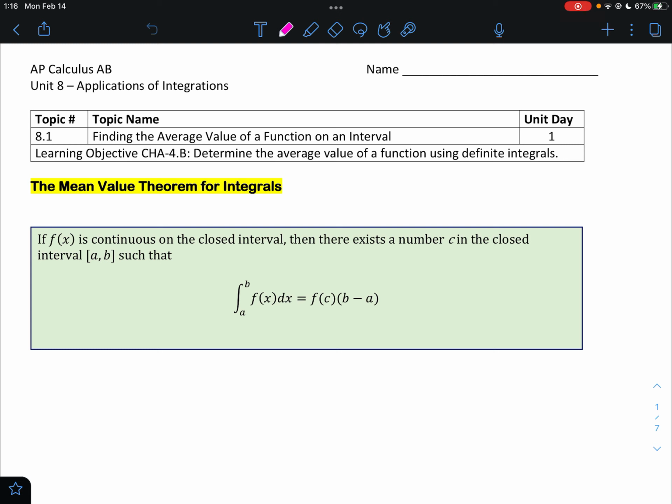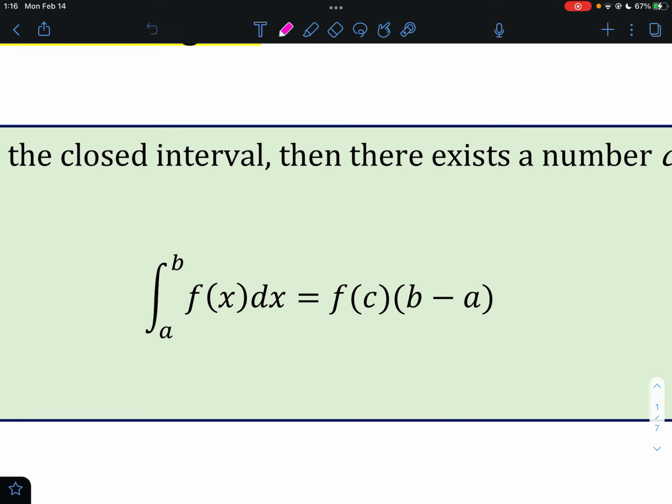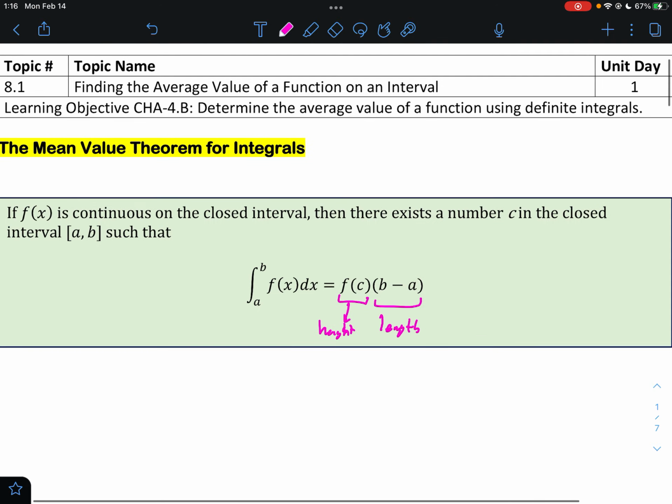The mean value theorem for integrals says that if f of x is a continuous function on the closed interval a to b, then there exists some number c in that closed interval such that the area under the curve from a to b of f would equal b minus a times f of c. Again, this would just be the length of the integral, and this would be the height of the integral. So basically it's saying we can draw one rectangle that would match the area under the curve.